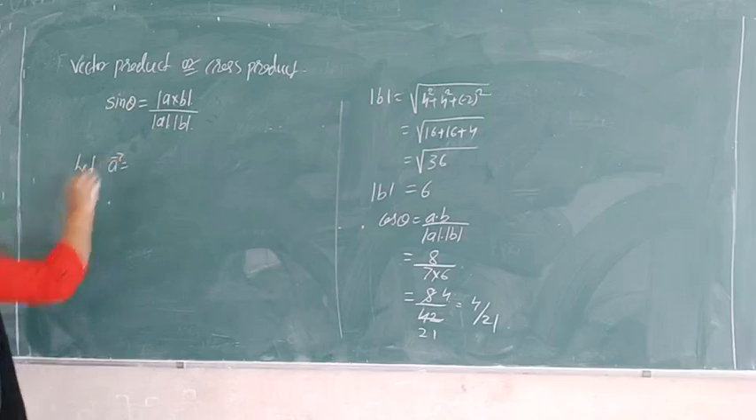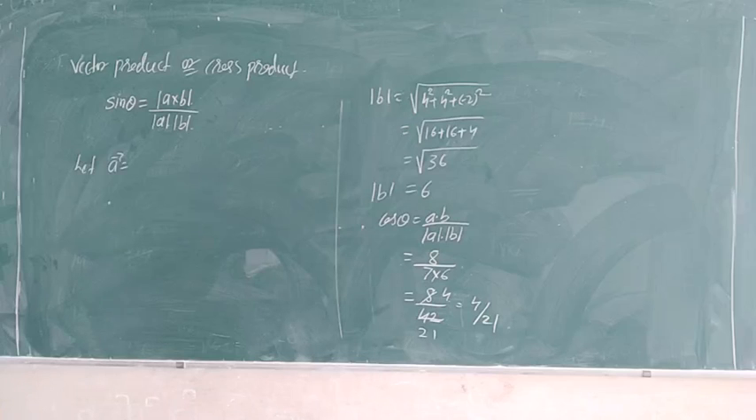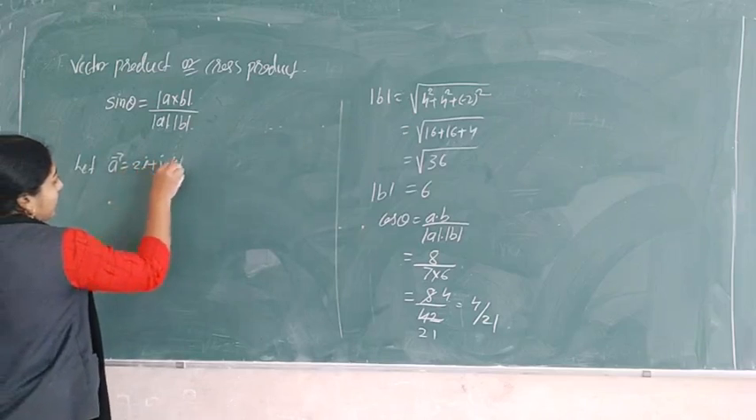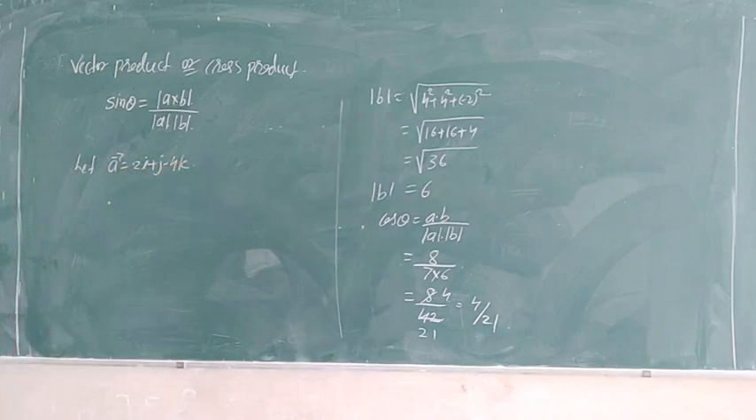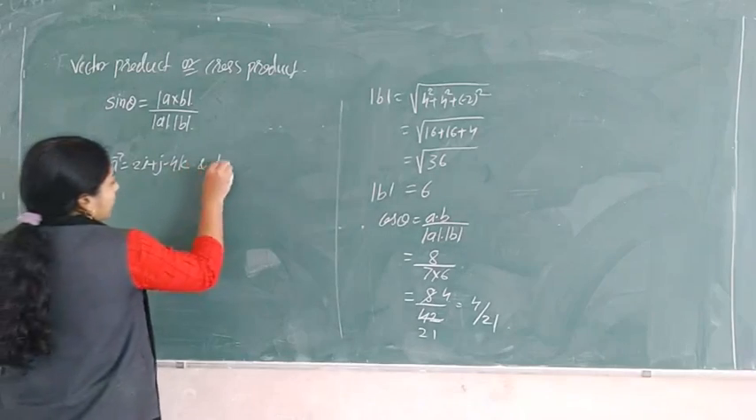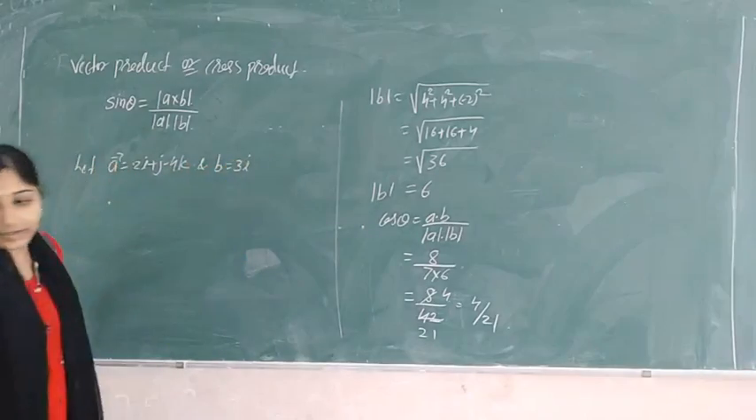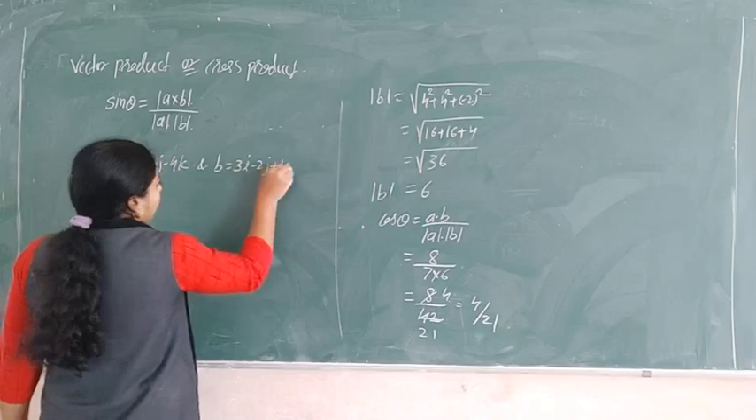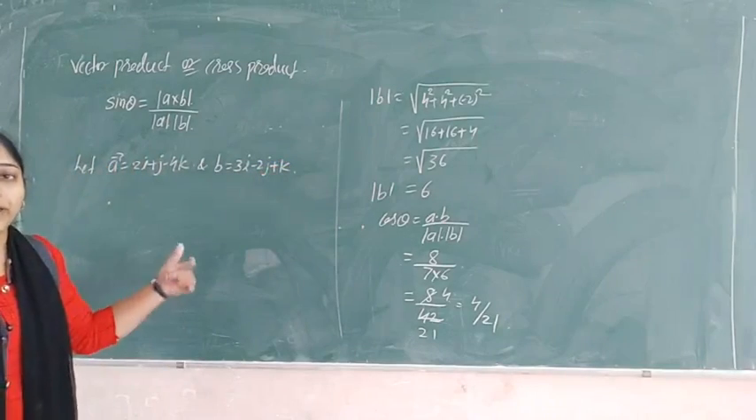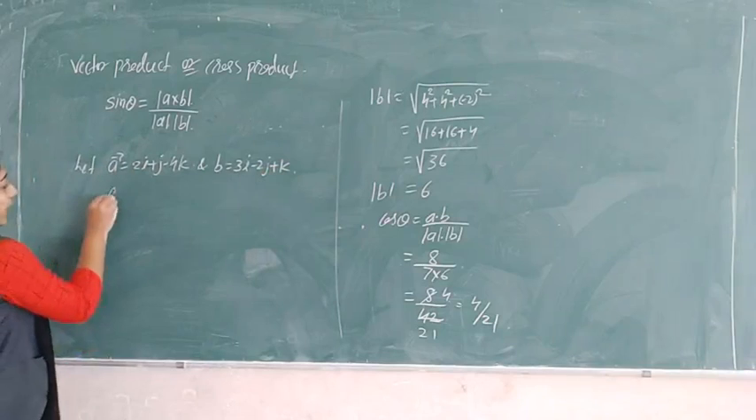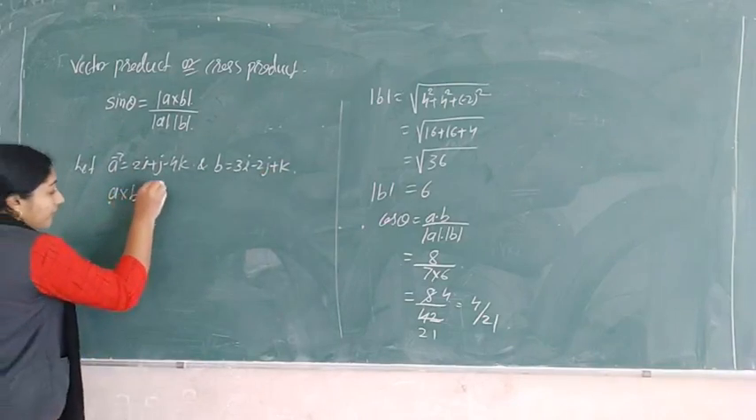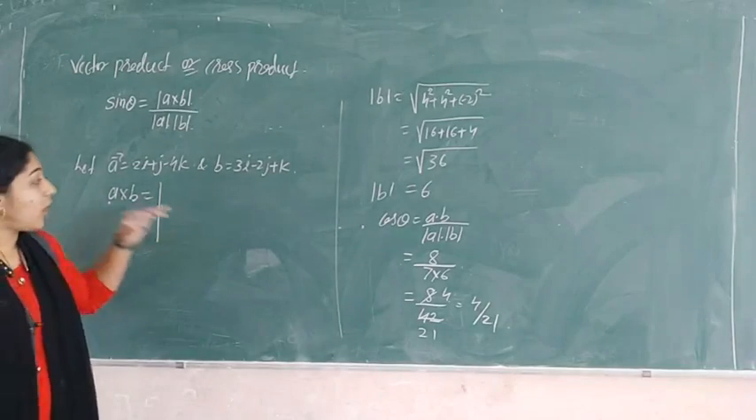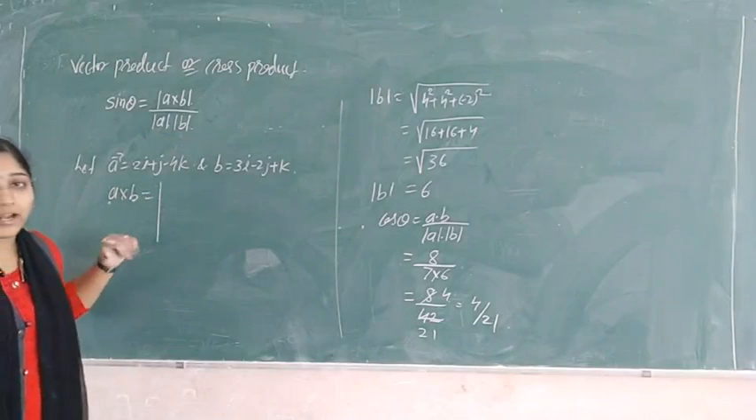If the vector A is equal to 2i plus j minus 4k and vector B is equal to 3i minus 2j plus k, and if you want to find A cross B, then A cross B is given by, first write it in the form of a determinant of order 3.